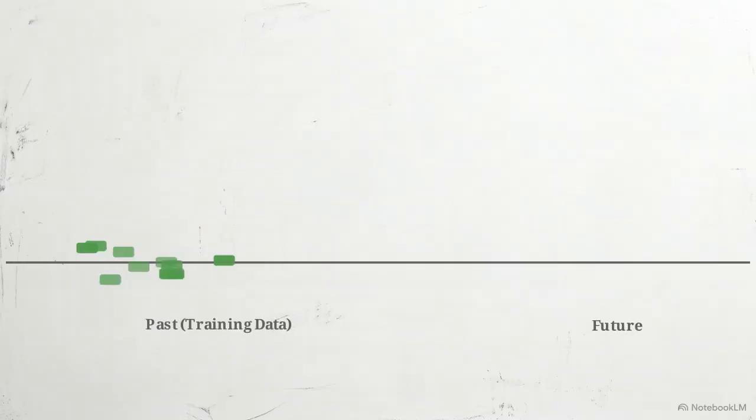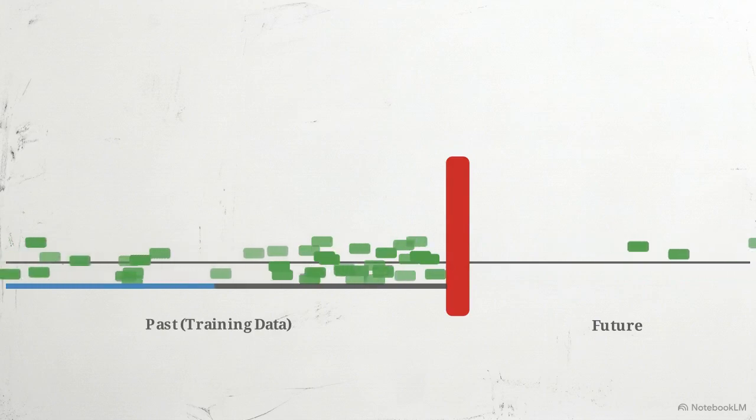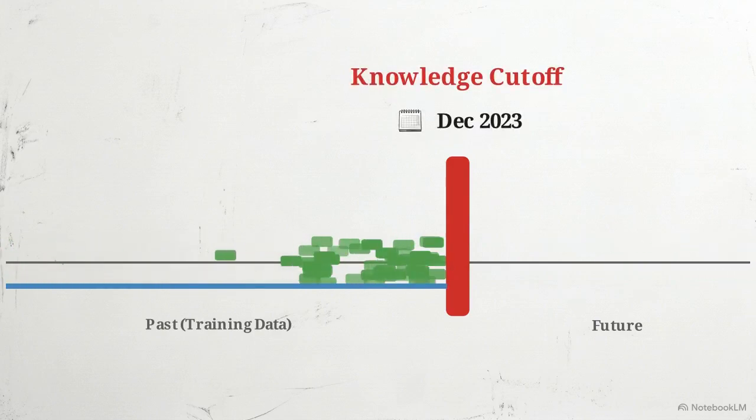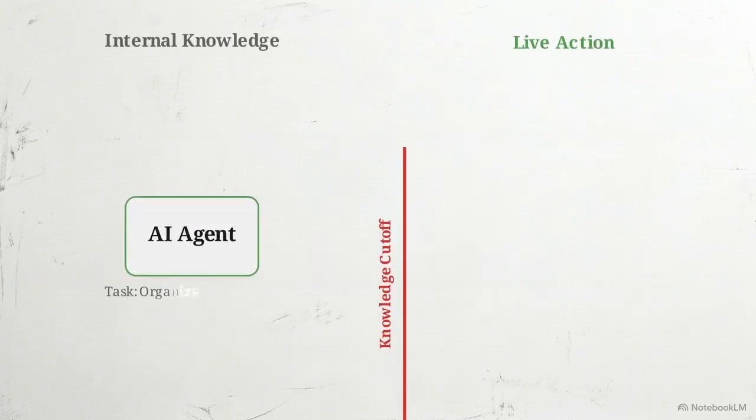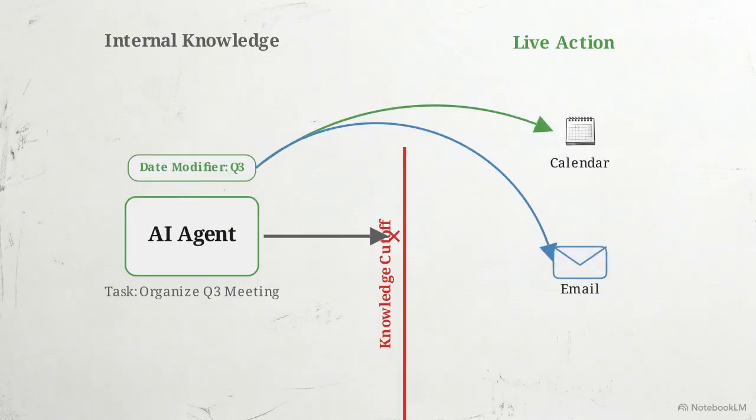Beyond bias, the data powering these models has a hard temporal boundary called a knowledge cutoff. This cutoff marks the exact date the model's core training ended. The program lacks internal knowledge of events, news, or scientific discoveries that occurred after that point. This workflow diagram tasks. These explicit date modifiers direct the model to pull current context from external calendar and email tools, successfully bypassing its internal cutoff.